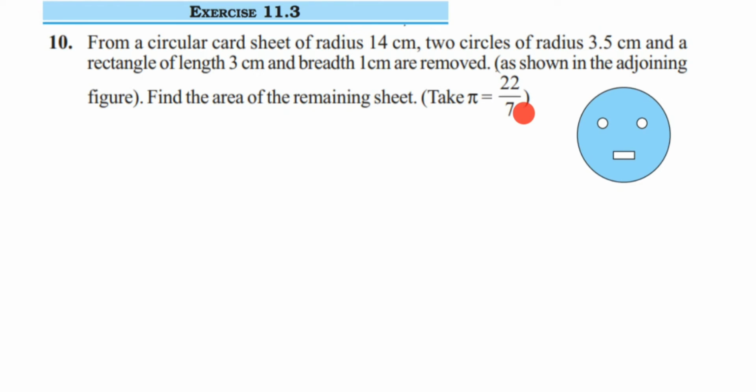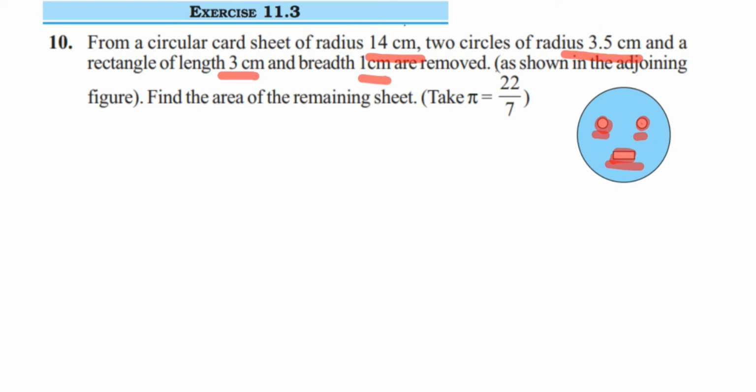Now this is the figure they have given here. This is a circular sheet where the radius is 14 centimeter. They're talking about the whole circle, this big circle where the radius is 14 centimeter, and they've also given the radius of the small circles, that is these two circles. The radius is 3.5 centimeter. They have given the measurements of the rectangle, which is this. Length is 3 centimeter and breadth is 1 centimeter. We have to find out the remaining sheet. Means if you remove these circles and this rectangle, the remaining part we have to find out.